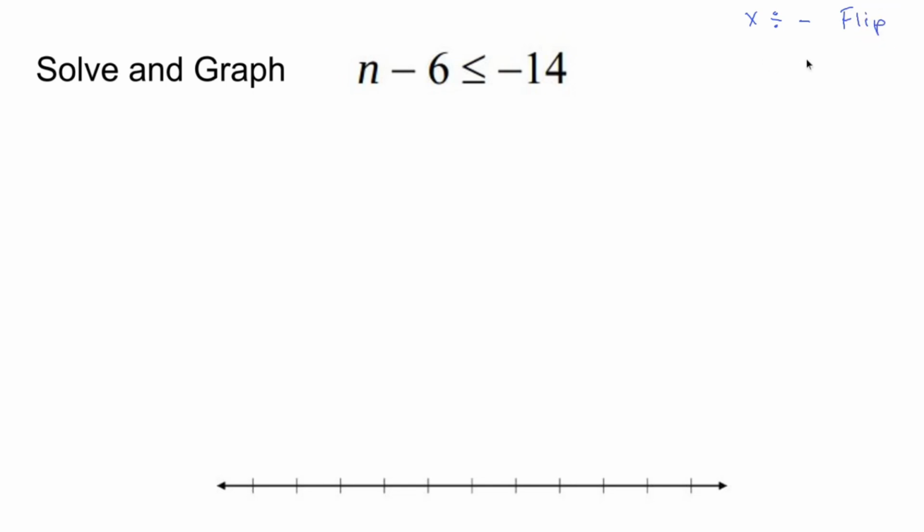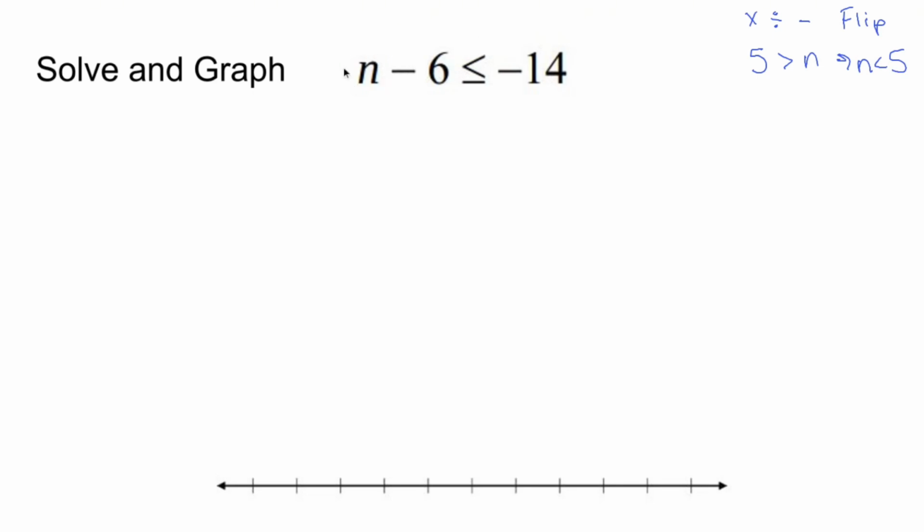Thing number two is if your variable is on the right and you end up with something like 5 is greater than n, then just flip everything. N is less than 5. Now, that's not going to happen here, but these are important rules to remember. The rest is just like solving a regular equation.